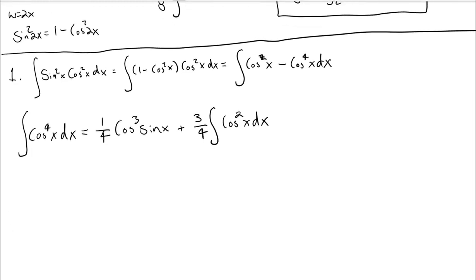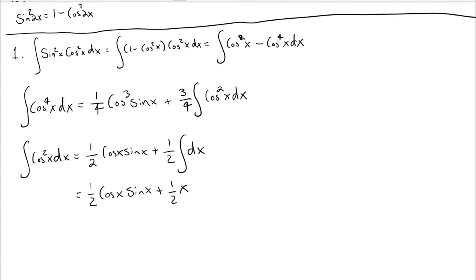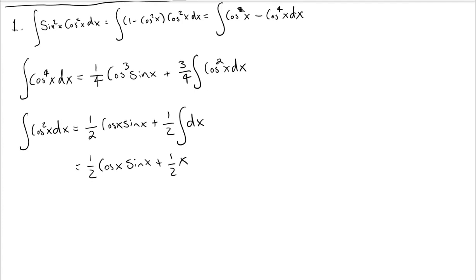And then the integral here of cosine squared of x dx would equal, well, that would be 1/2 cosine of x sine of x plus 1/2 times the integral dx, which would equal 1/2 cosine of x sine of x plus 1/2 of x, and we'll add in the c at the end. So now we would have our integral of cosine squared of x minus, well, that'd be a minus 1/4 cosine cubed sine of x. There's an x here too.